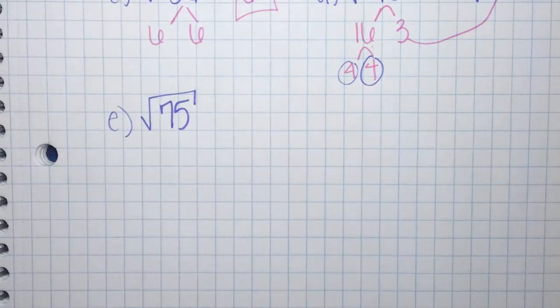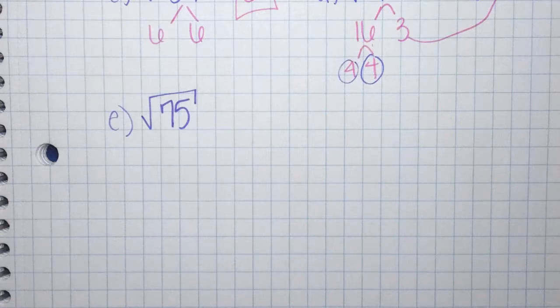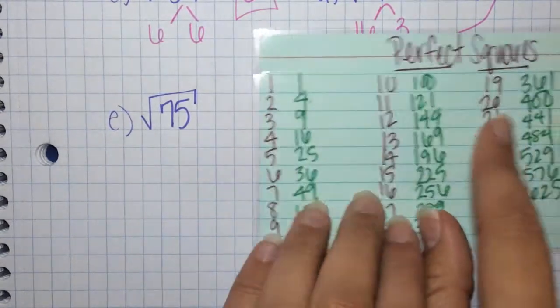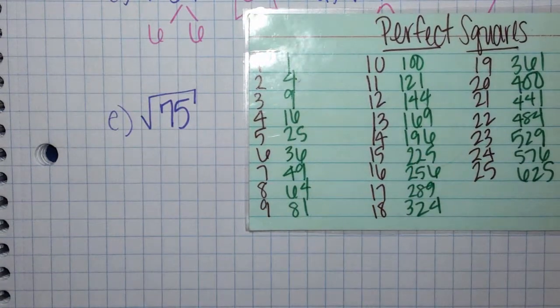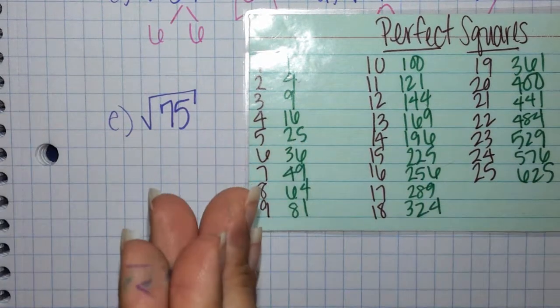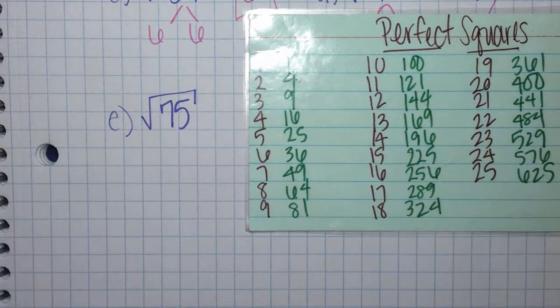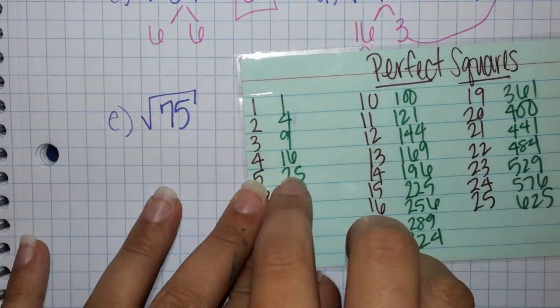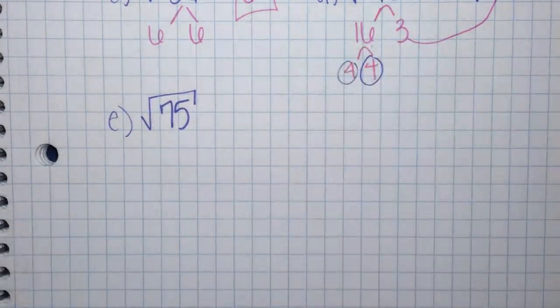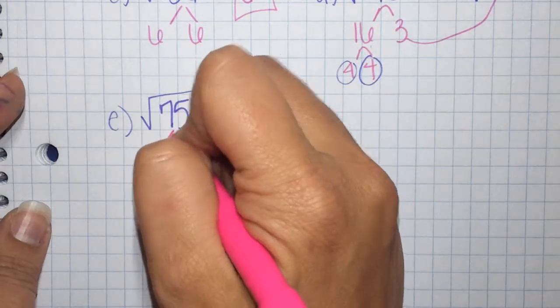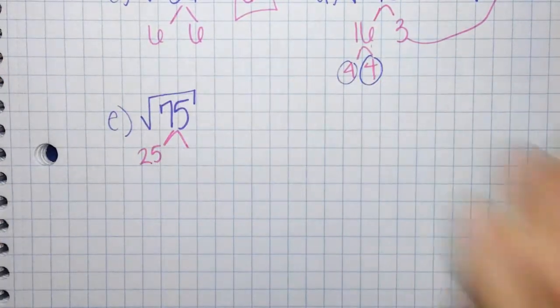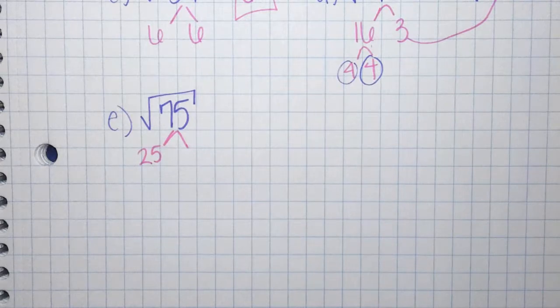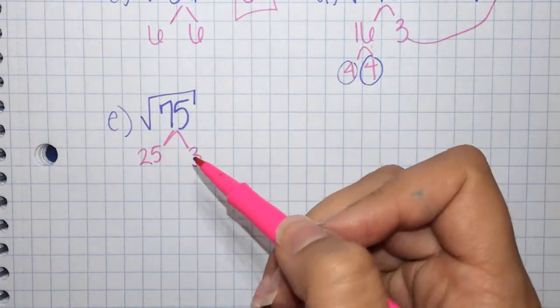Alright, here we go. The square root of 75. Now, is 75 a perfect square? No. So you find the biggest perfect square that goes into 75. And we know that only one of those is, and it's 25. So you do 25 times what? How many 25s to get to 75? 3.